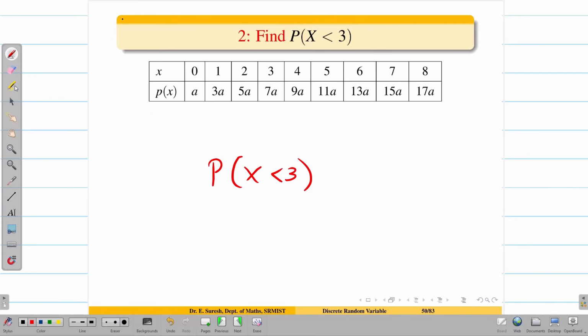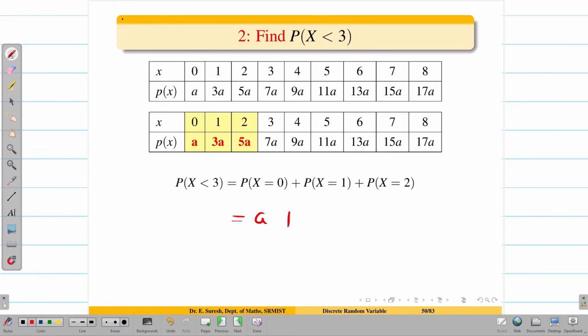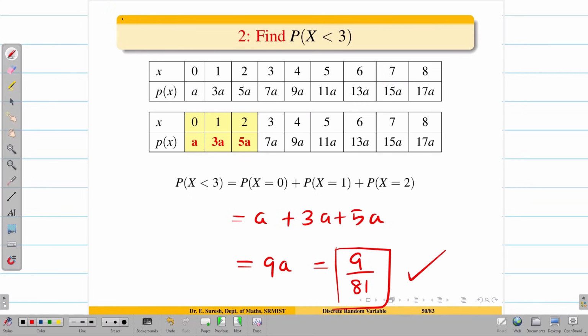Next, we are going to find probability of X less than 3. So X less than 3 means up to 2. So probability of X equal to 0, X equal to 1 and X equal to 2 we have to find. It is nothing but A plus 3A plus 5A. So we have 9A. So my final answer is 9 by 81. You can stop here. You need not simplify further.